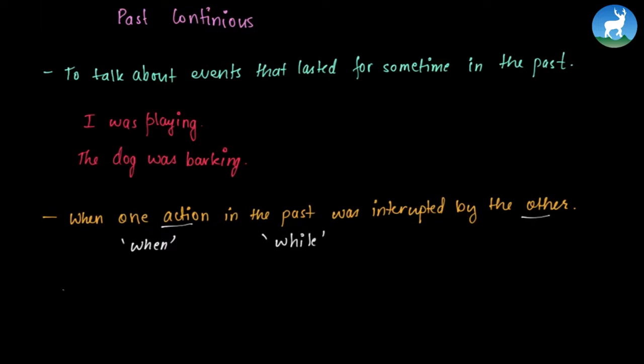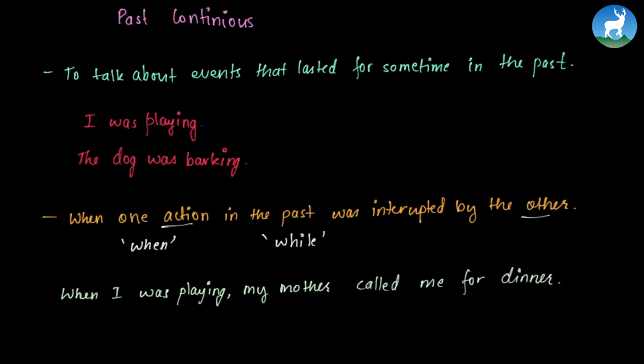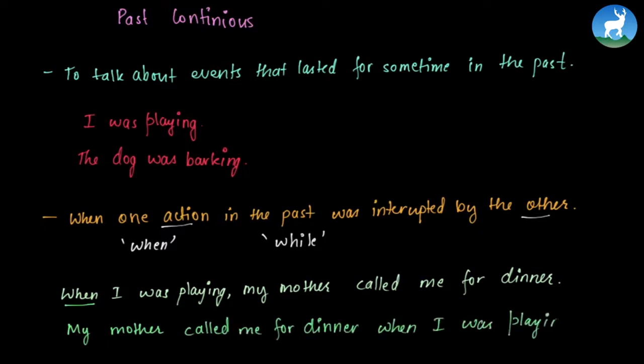For example, when I was playing, my mother called me for dinner. So one action was happening, that was I was playing, and my mother called me for dinner. This is the second action. And we are linking these two sentences with when. We can also say, my mother called me for dinner when I was playing.